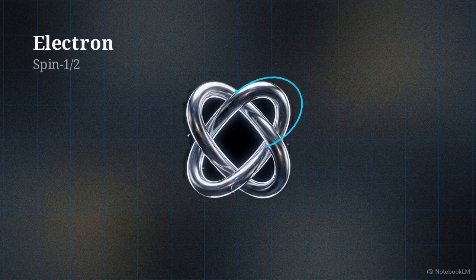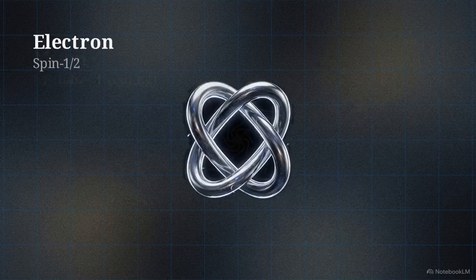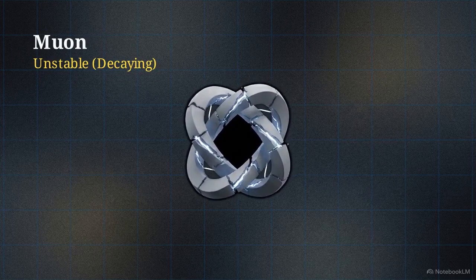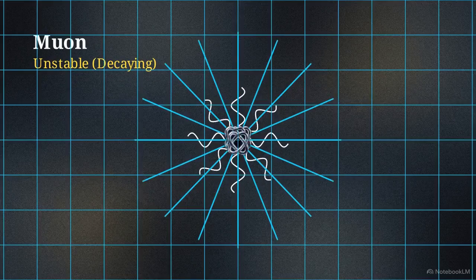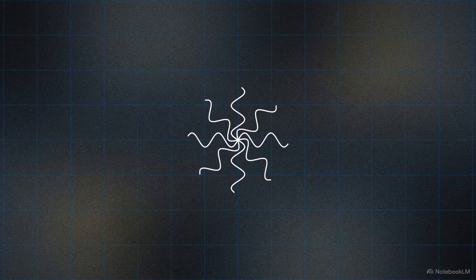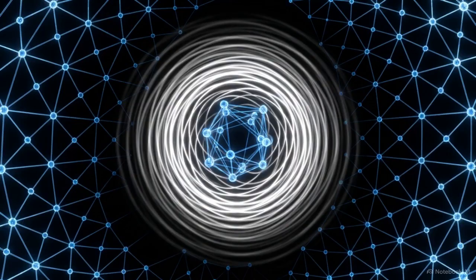The electron is a torus knot. Its 720-degree loop physically replicates spin 1/2 behavior. Conversely, a muon decays rapidly because its unstable shape bleeds acoustic energy back into the vacuum. Matter itself is localized harmonic resonance, trapped within the acoustic geometry of the vacuum.